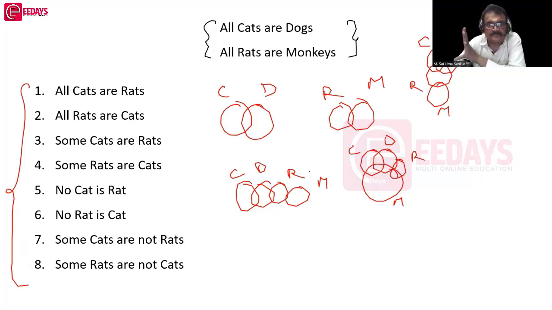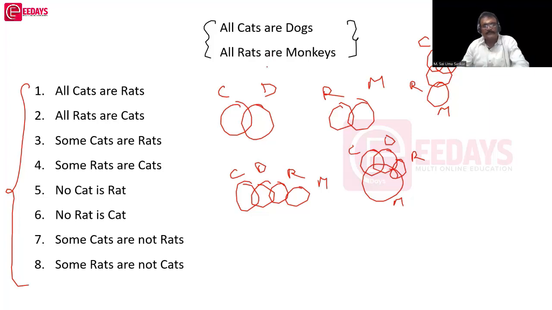What is the exact answer? Okay. Now, in our property, just observe. First, you check whether there is a common term between these two statements. What is the common term? Either subject or predicate. All cats are dogs: what is the subject? Cats. What is the predicate? Dogs. All rats are monkeys: what is the subject? Rats. What is the predicate? Monkeys. Is there any common term between these two statements? There is no common term.